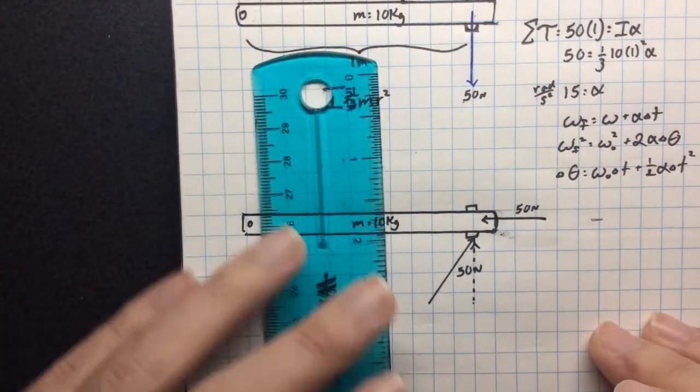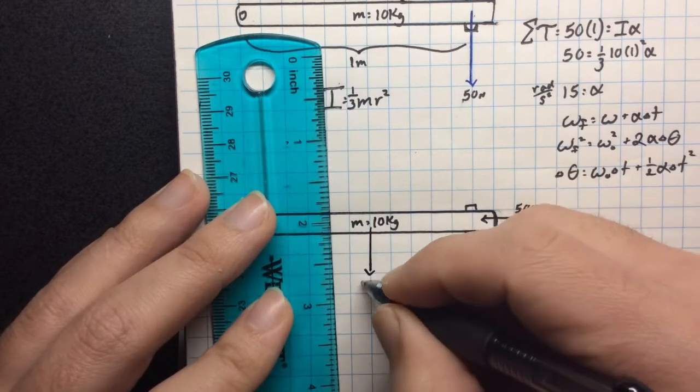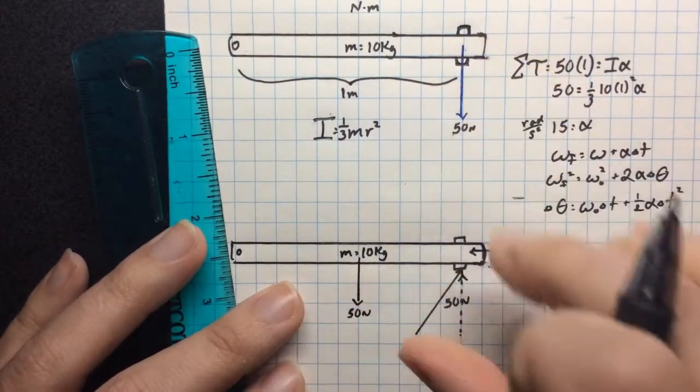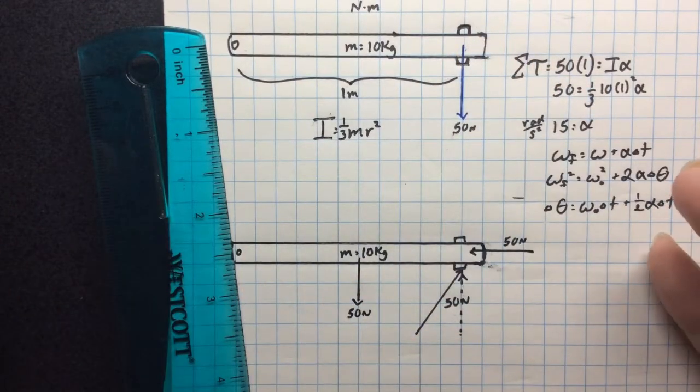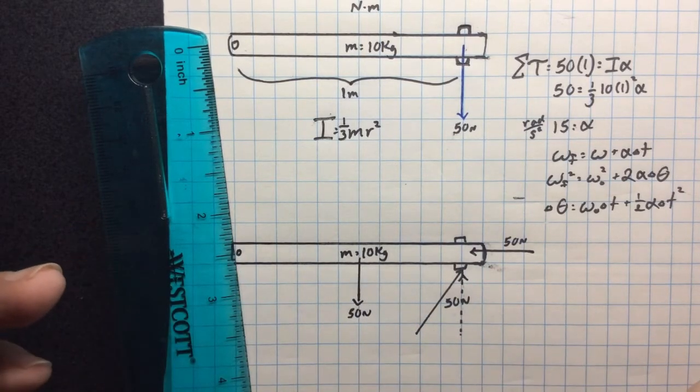Okay, what if you applied the 50 newtons here? What if you applied it here? Well, would that be as effective as applying the 50 newtons on the outside? And the answer would be, well, no, because your distance is much shorter to your point of rotation, and that would result in less torque.